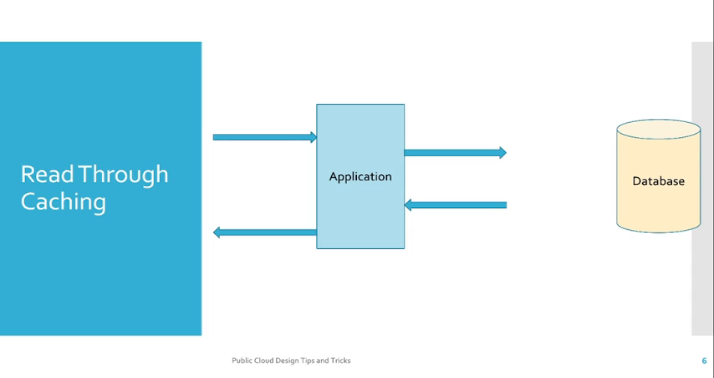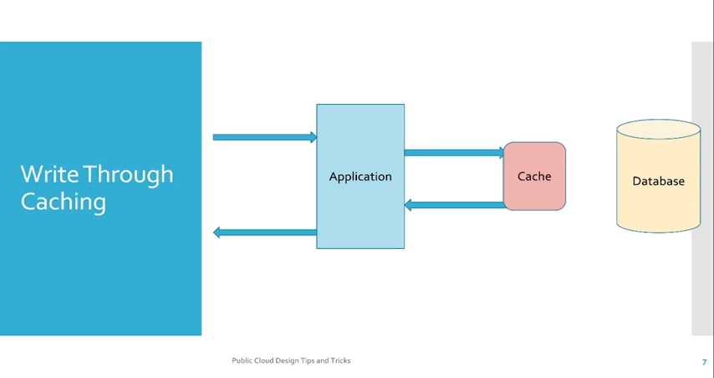So what is read through caching? When you are talking about read through caching, that means when a request is coming to your application, first it will check in the cache. If the cache does not have the data, then it will retrieve it from the database, and after that it will store it in the cache, and then return it back to the application. And if the same request is coming again, then it will retrieve it from the cache. It will not go to the database. This is a simple read through activity. That means you are just reading it through from the cache.